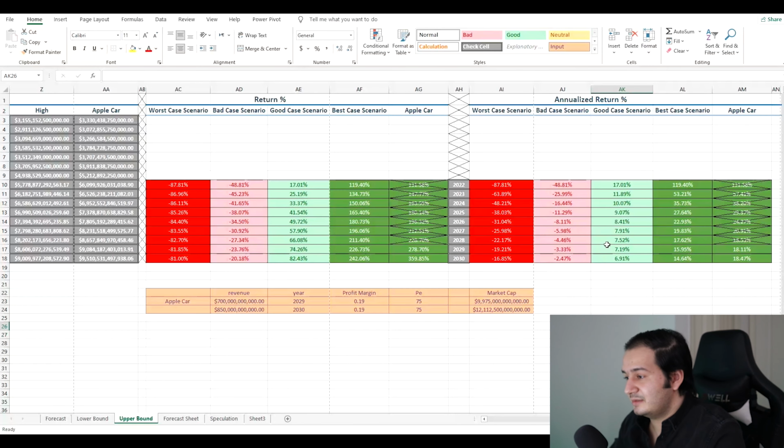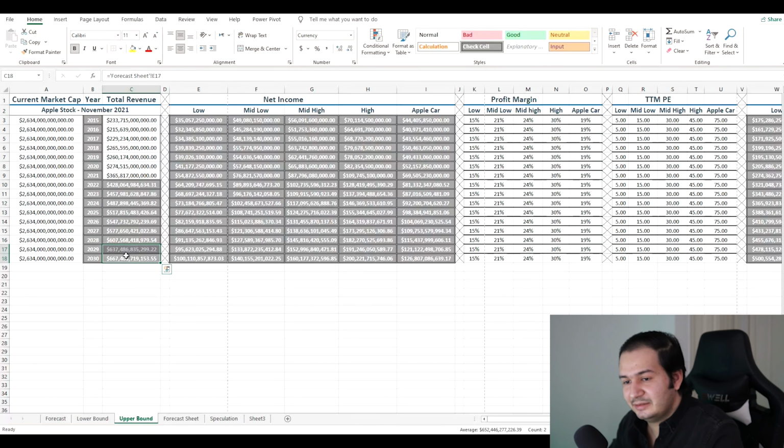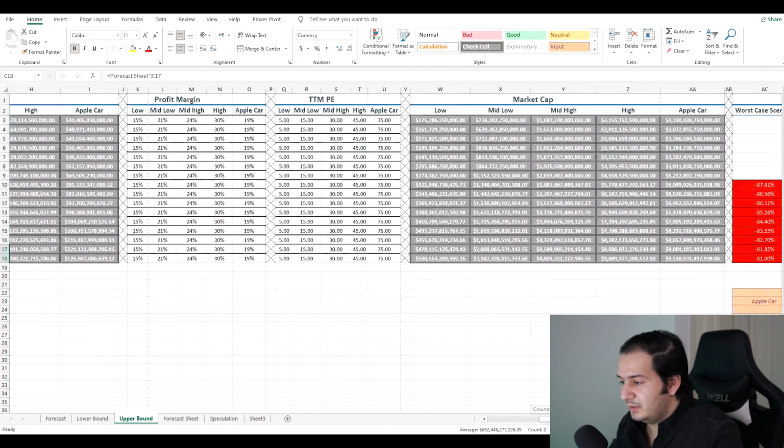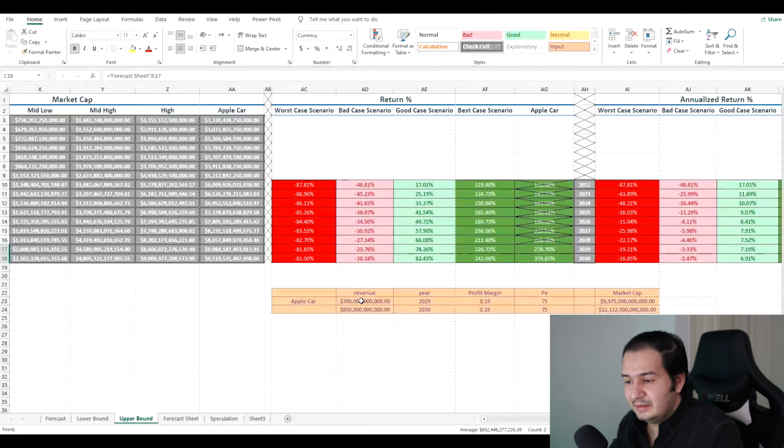But there's a but. The Apple Car. As I explained, I'm going to enter some Apple Car numbers, and as you can see here, the Apple Car is not going to be out anytime soon, so I'm only going to use 2 years, 2029 and 2030. In the scenario where I didn't use the Apple Car sales, the revenue for 2029 and 2030 was 637 billion and 667 billion. But in this case, it's 700 and 850 billion.